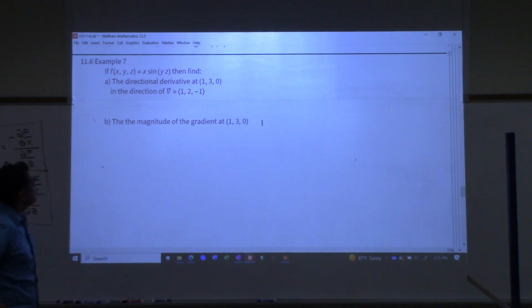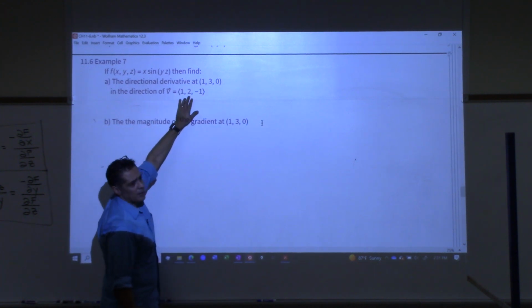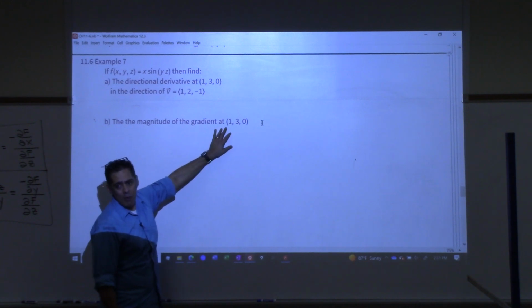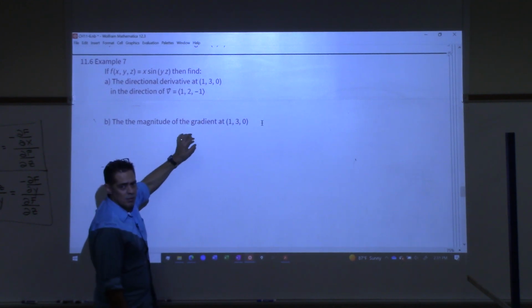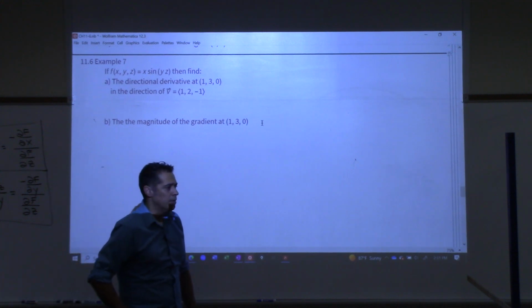Why don't you try this one, working together, whatever. This is a function of 3 variables, so it's going to be a little bit harder to visualize, but it's the same concept. I want you to find the directional derivative at this point, and I give you a vector. And then find the magnitude of the gradient at that point. So see if you can do those 2 things, which means you have to understand what this is asking you, right? Okay, go for it.